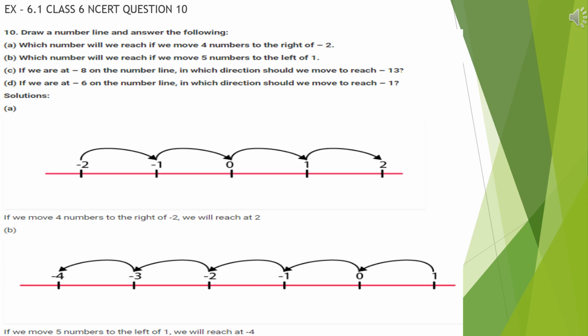Second part. Which number will we reach if we move 5 numbers to the left of 1? As you can see, firstly we will draw a number line and start to move from 1. And after moving 5 steps to the left of 1, we will reach minus 4. So our answer to this question will be minus 4.